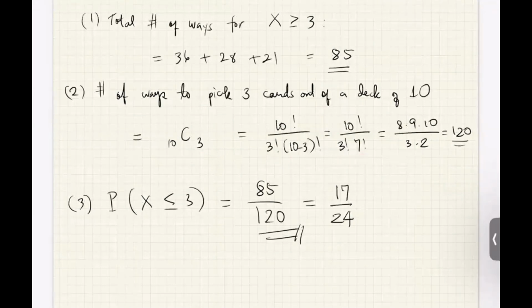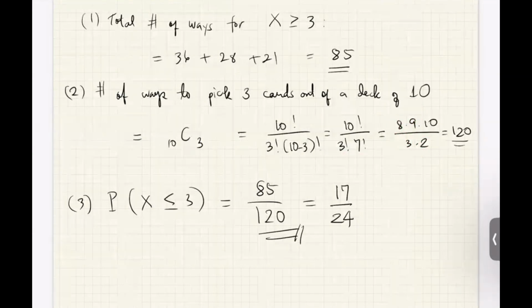Then 10 factorial, 7 factorial, they cancel. And you're left with 8, 9, and 10 above. And then 3 factorial is 3 times 2. Then 3 here cancels with the 9 here. So you just get 3. The 2 here cancels with the 8 here. You get 4. So 4 times 3 is 12 times 10.